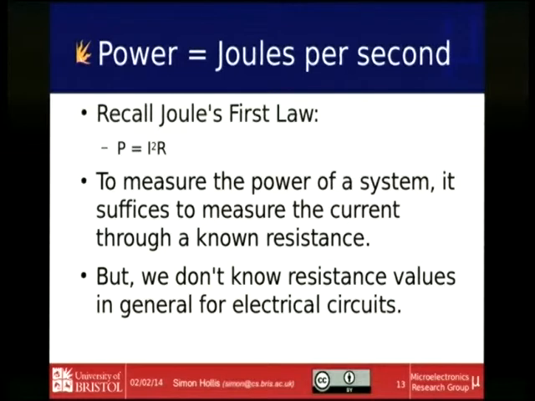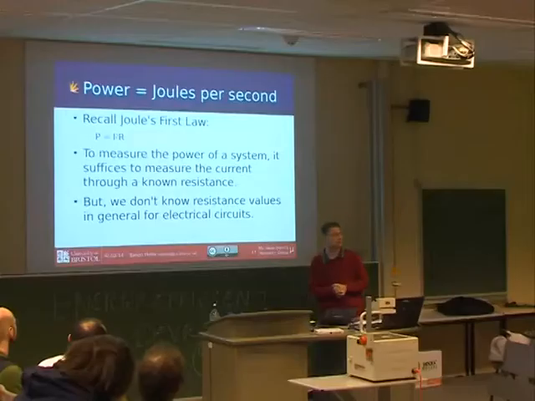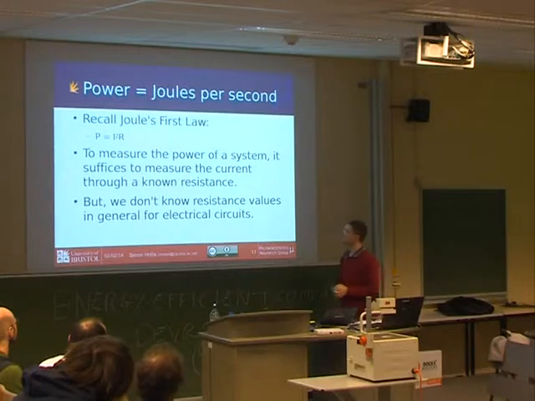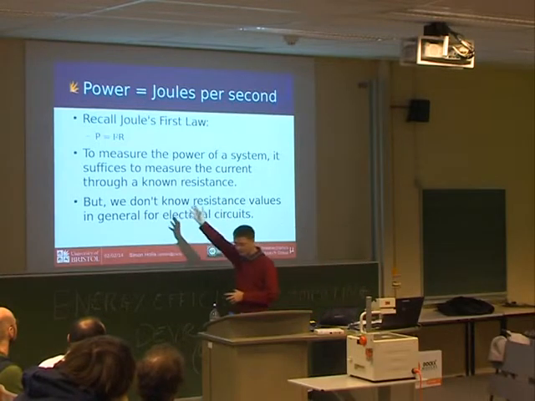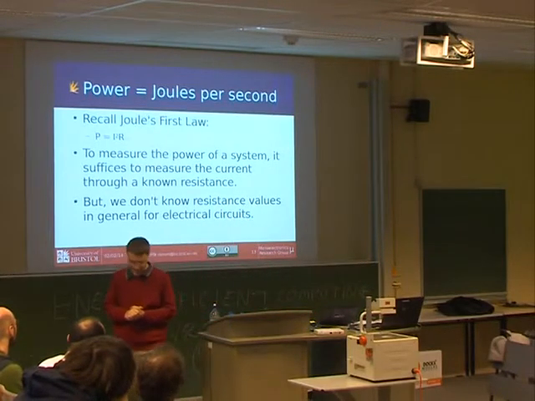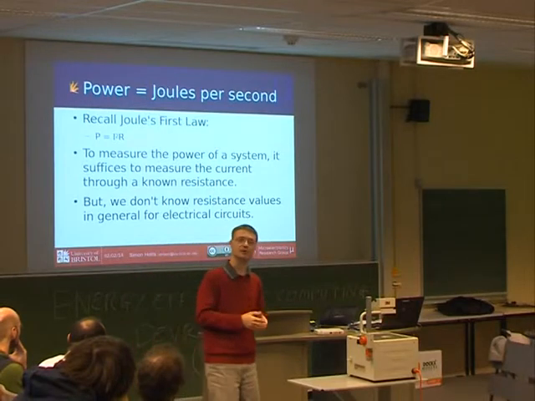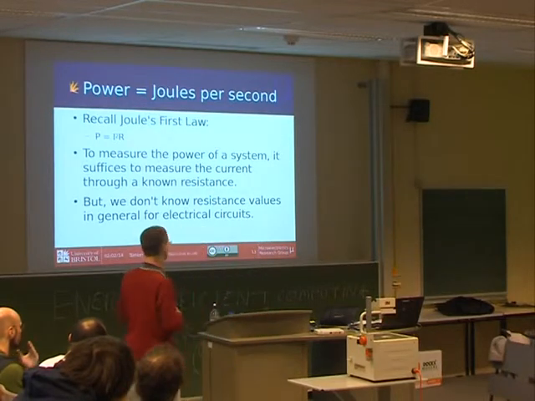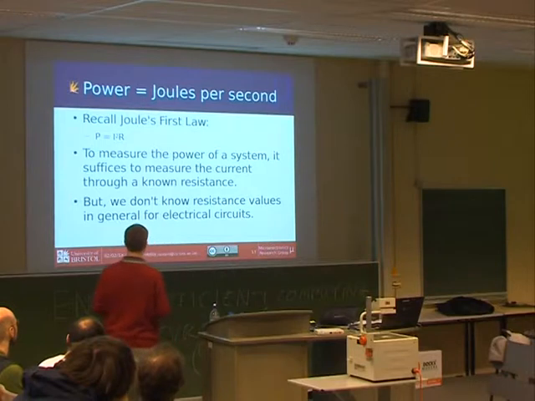Okay, so we're going to recall a little bit of schoolboy physics. We've got Joule's first law, which says the power of my system is the current of my system squared, I squared, times the resistance of the system. So if I have current and resistance, I can calculate power. And that suffices: if I can fix the resistance, which is probably what I want to do in this scenario, then I only have to measure current. I measure one thing, and I can get the power of the system.